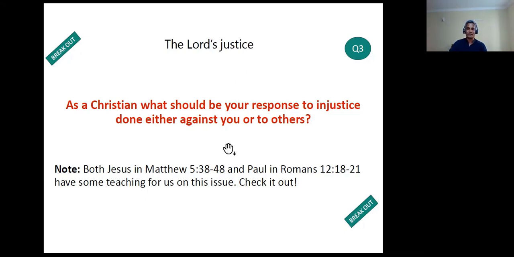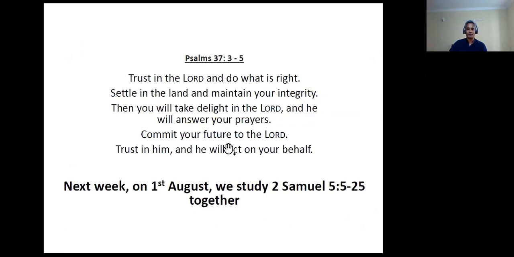Okay, so just to leave you with some verses from Psalm 37, which is a beautiful psalm. Trust in the Lord and do what is right. Settle in the land, maintain your integrity. Then you will take delight in the Lord and he will answer your prayers. Commit your future to the Lord. Trust in him and he will act on your behalf. So just leave you with those words.